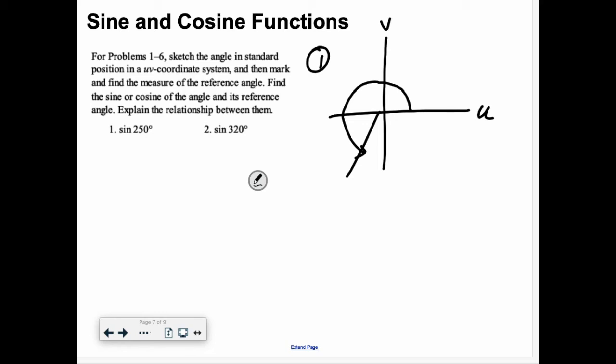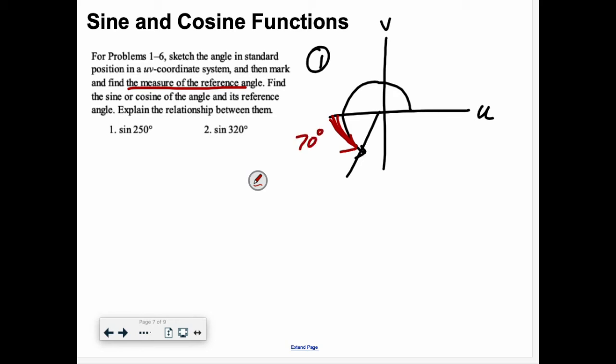Well, my reference angle is going to be this. And we found the measure of the reference angle in the last class. Well, this is 250 degrees. The whole thing is 250. I got half a circle here, so I'm just going to subtract it. This reference angle is going to be 70 degrees.